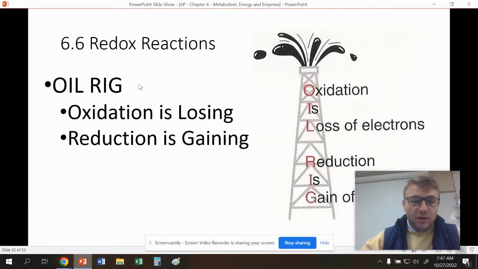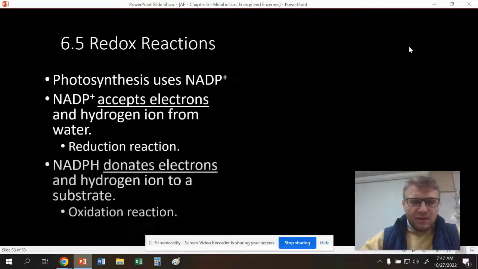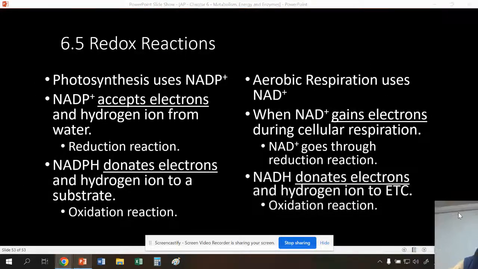This is how I remember it. OIL RIG. Oxidation is losing, reduction is gaining. So remember OIL RIG to remember oxidation is losing, reduction is gaining electrons. I'm just going to preface this. We're going to see a lot of these oxidation reduction reactions within photosynthesis and aerobic respiration. So that's why we're hitting these enzyme pathways, and then the enzyme cycles and these redox reactions right before the next two chapters, because this is going to be really important. But this is the end of chapter 7.